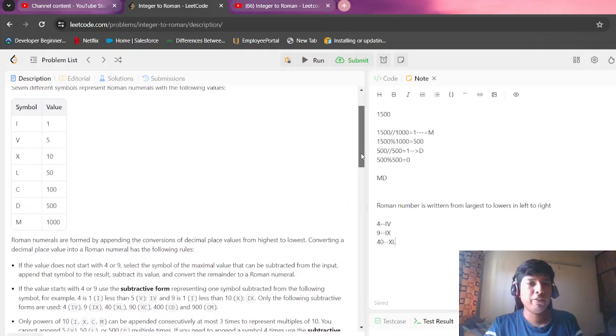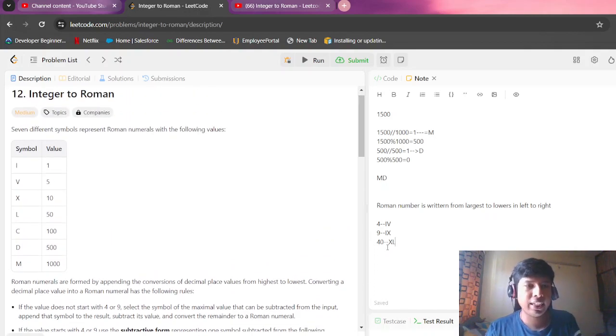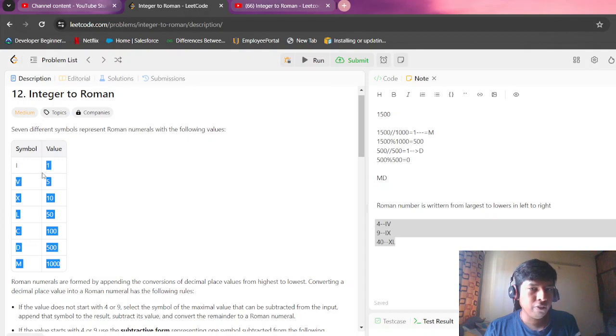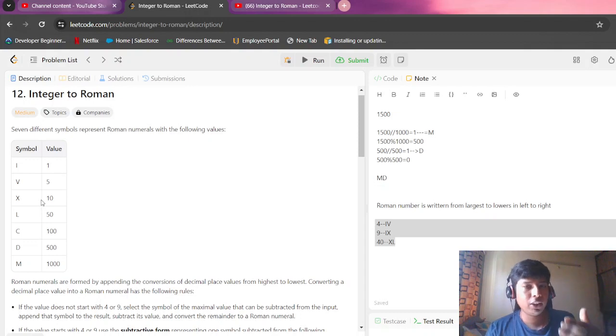Now, what we have to do is place those exception cases also in this table. This is a table given to us. We will be using a similar table in our coding, but we also have to insert the exception cases which are not present here at a proper position in the table. Suppose 4 will come between 1 and 5. If I am converting this into a list of lists, the first entry would be I 1, then IV 4, then 5, then IX 9, then X 10. So we have to insert all the exception cases at their proper positions.